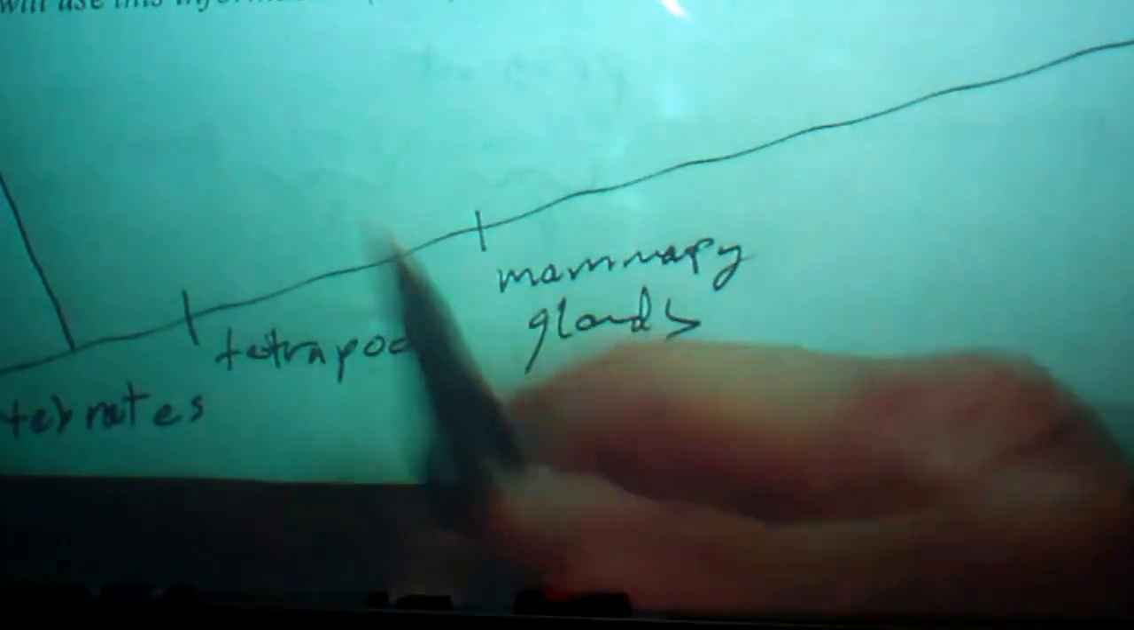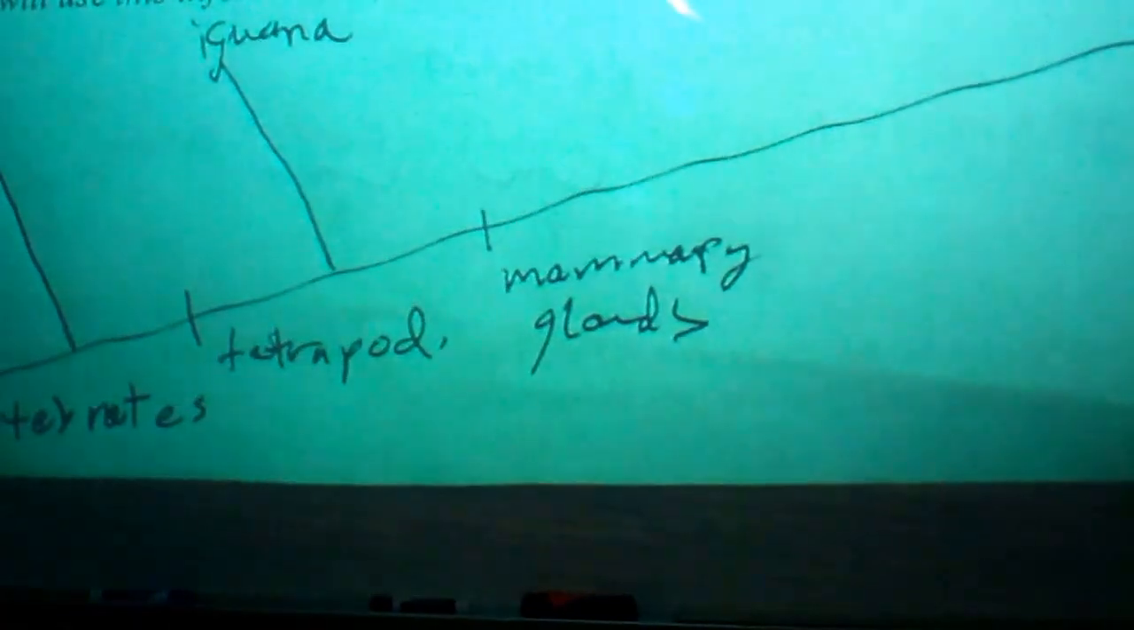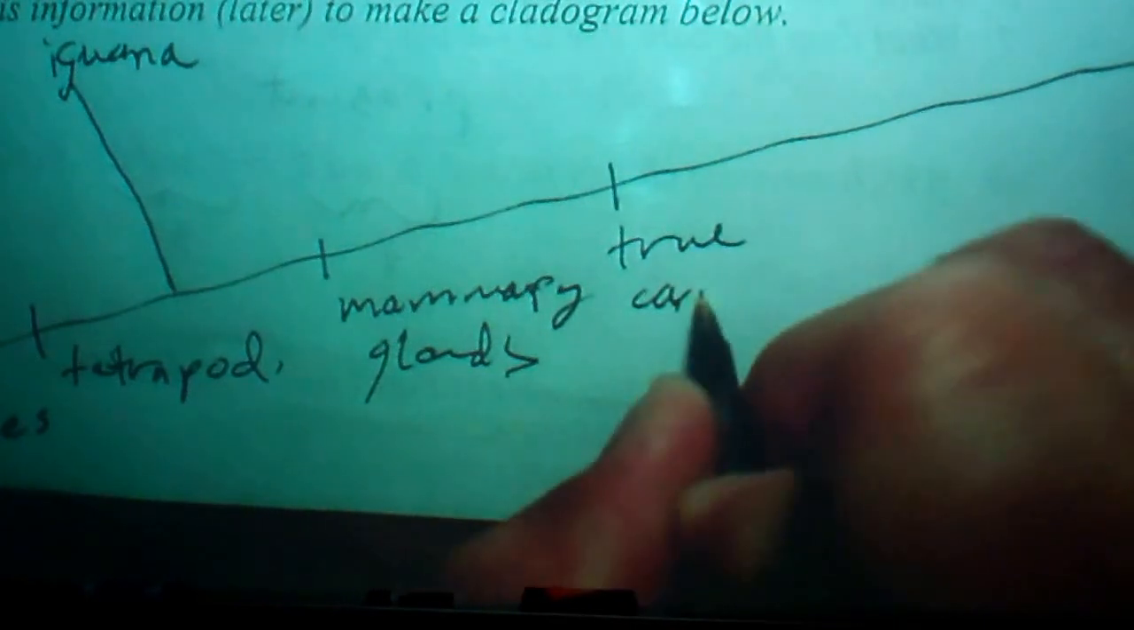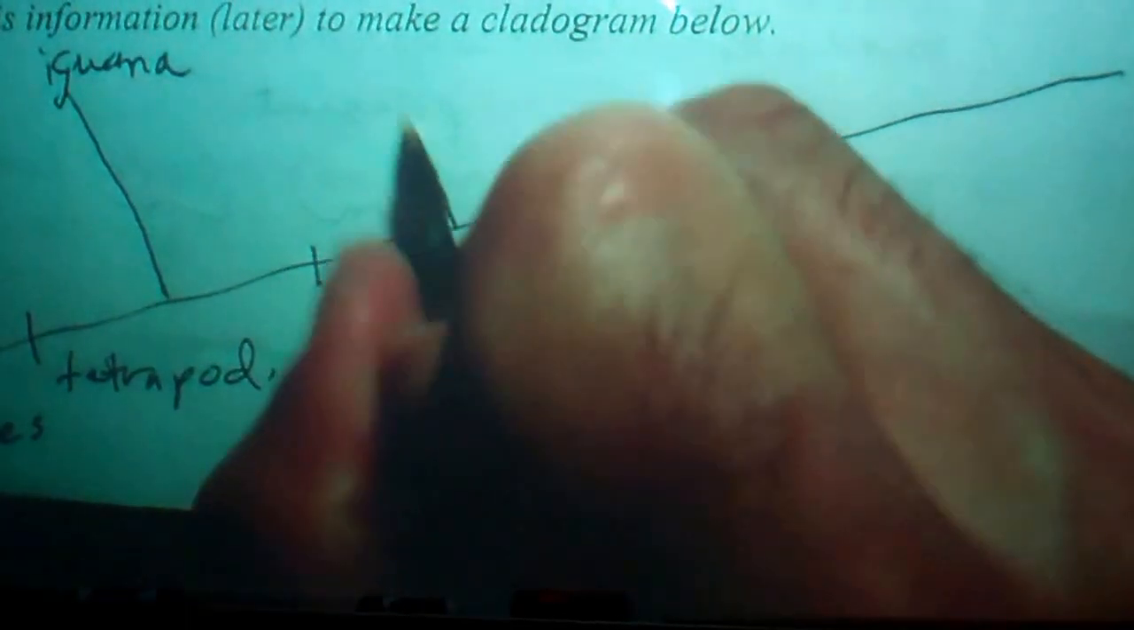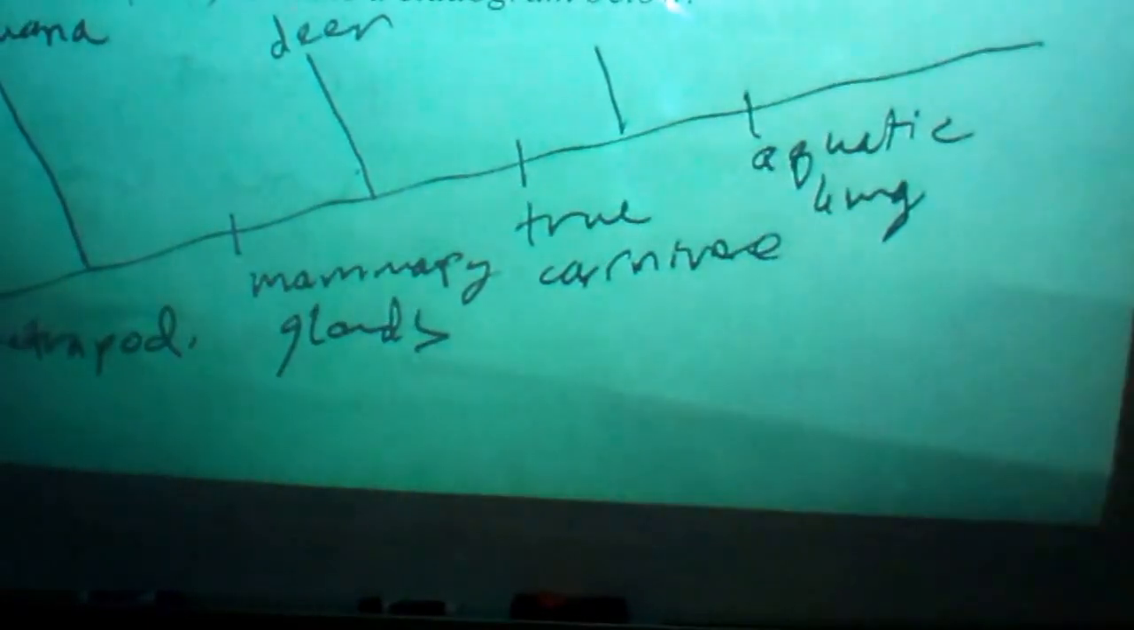And the iguana was the one that did not have it and could not pass through here. So it went up in this direction, and we now have a new outgroup for them. The next one was the true carnivore. And the deer could not pass that gate, so it went out on its own outgroup. The last one was the aquatic lung. And the lion was the one who did not have that, so they went off on their own lion outgroup.